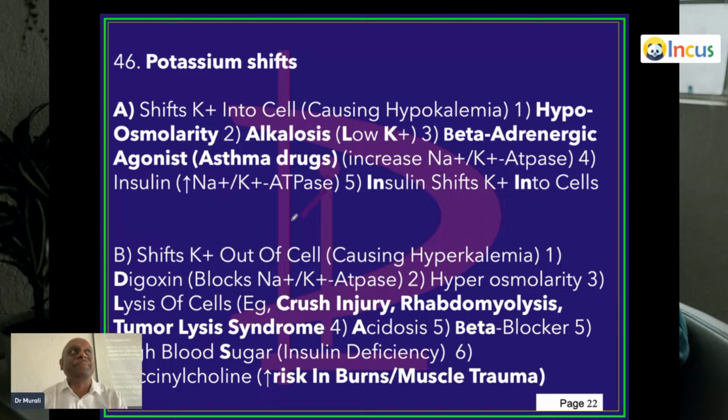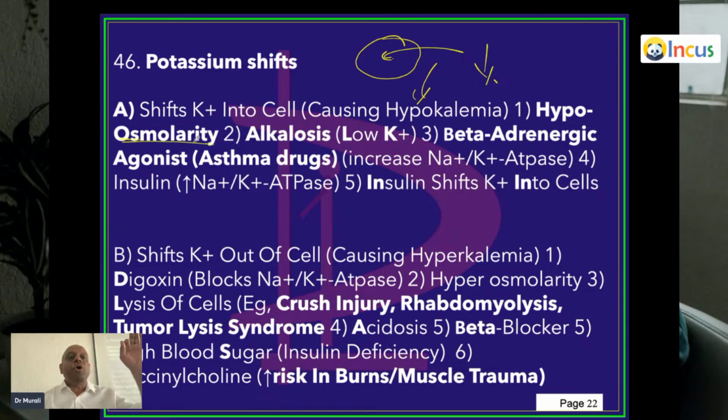So potassium shifts into the cell, leading to decreased potassium in the plasma, which is hypokalemia. So what pushes the potassium into the cell?